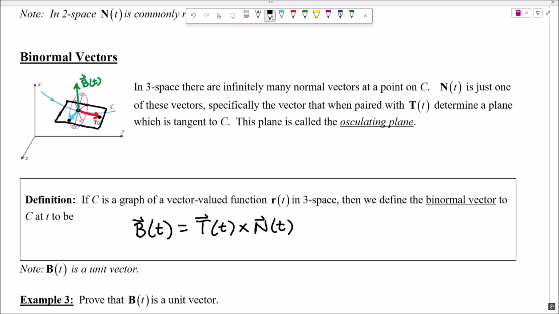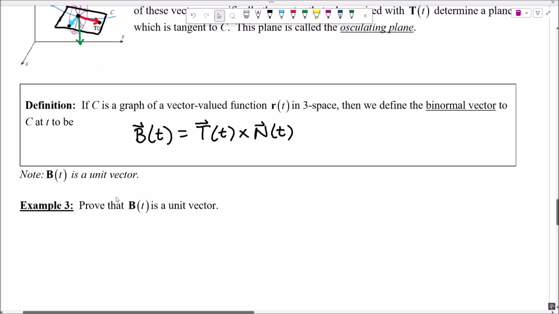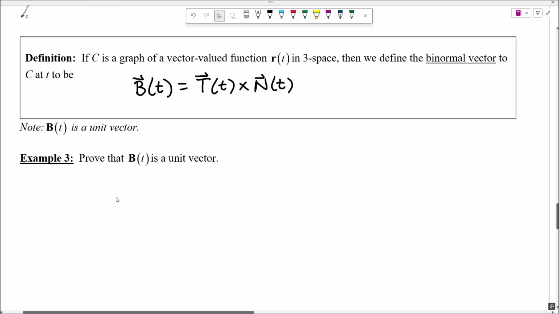Now, technically the way that I drew this up above in the picture wouldn't quite make sense, because notice here that the order of this cross product requires that I would start at T and then curl to N. So that would actually mean that I would have a vector here, B of t, that's pointing downward by the right-hand rule, so I'll adjust that in my picture. But one of the things that's interesting to note is that this here is already a unit vector. And we're going to take a look at example 3 to attempt to prove that.